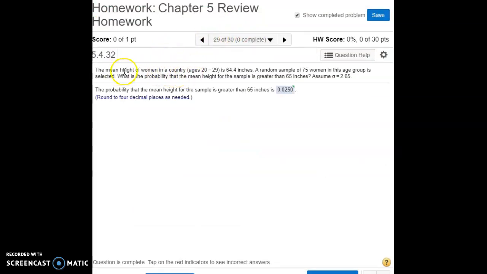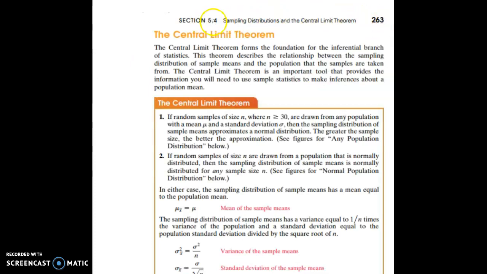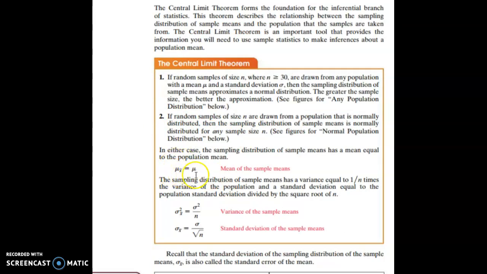For number 29, we're going to rely on the central limit theorem. For the population, we're told what the mean is for the height of the population, and we're told what the standard deviation is for the population as well. And we're going to be taking a sample of size 75. Looking at the central limit theorem, since our sample is of size 30 or greater, it doesn't matter how the population is distributed. We know that the sampling distribution of sample means will approximate a normal distribution.